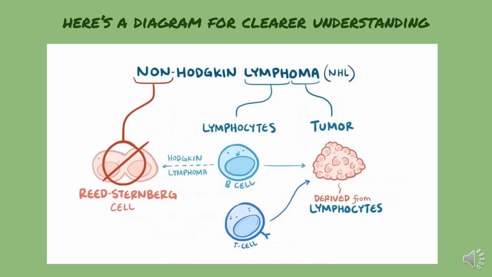In this diagram, it compares the two types of lymphomas, non-Hodgkin lymphoma and Hodgkin lymphoma. As we can see, the key difference is that in Hodgkin's lymphoma, we have a specific cell called Reed-Sternberg cells, while non-Hodgkin's doesn't. Additionally, non-Hodgkin lymphoma develops from two types of immune cells, which we discussed previously, the B cells and the T cells, and these can form tissues.